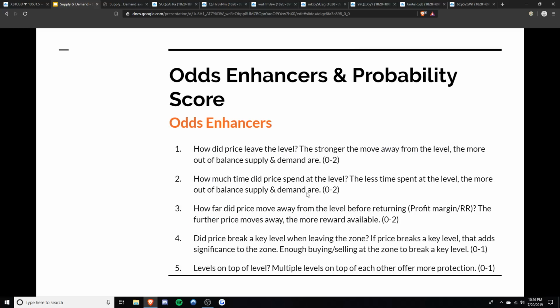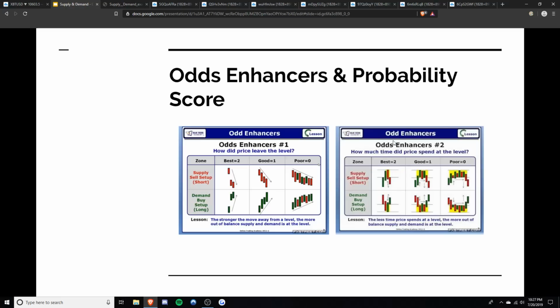So the second one, how much time did price spend at the level? The less time price spent at this level, the more out of balance supply and demand are. I have this example here. If we have this supply zone up here, the less time price spends at a level, the more out of balance supply and demand is. So you can see this best example, which is a 2. Price doesn't stay there very long. It comes up, forms a base. This is a rally base drop. You can see basically a fast reaction.